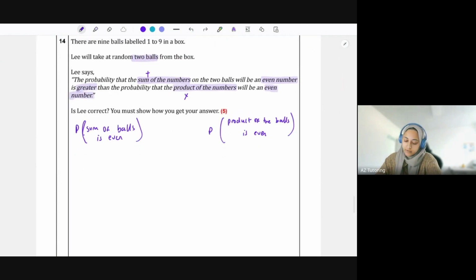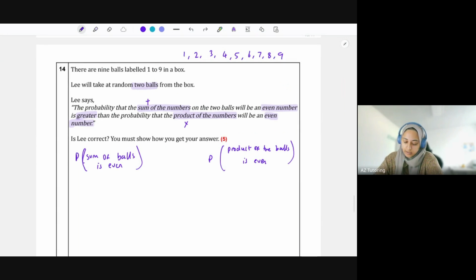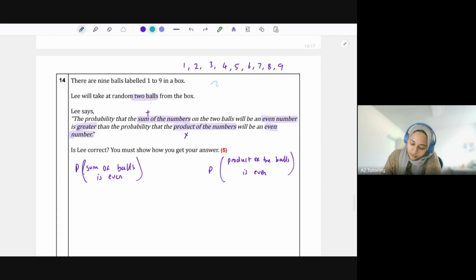So we need to think of these numbers here. How can we make an even number? Now, there are so many different ways you can make an even number. So what I'm going to do is split these numbers up. I'm going to make a pile of odd numbers: 1, 3, 5, 7, 9. Okay, so they're my odd numbers. And I'm going to make a pile of even numbers: 2, 4, 6, 8. So I've got 4 even numbers and I have 5 odd numbers.